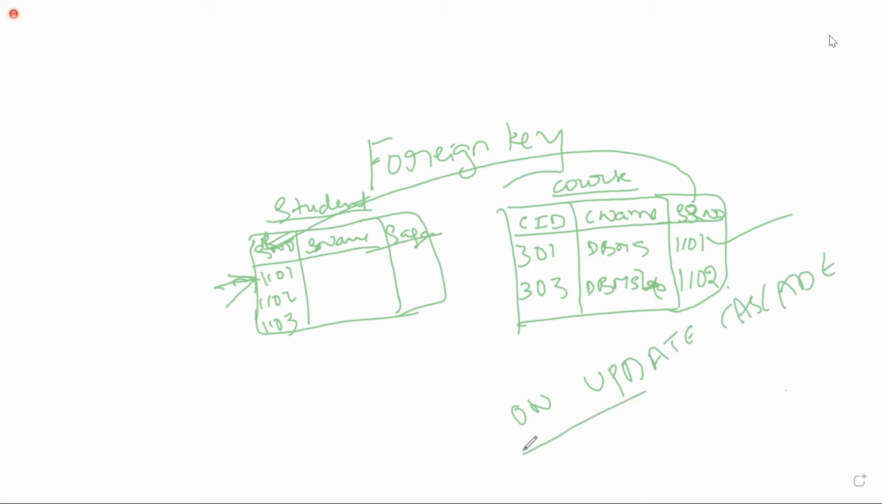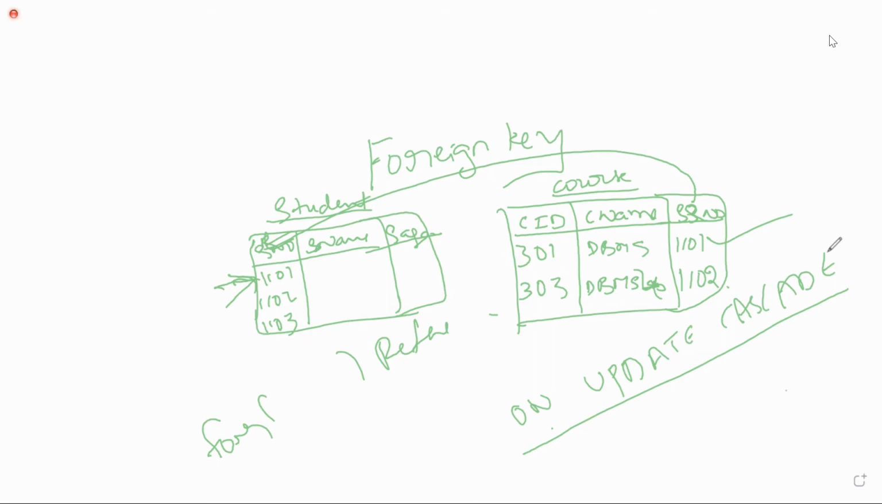This you have to put in the child table at the end of the syntax of the foreign key. You will write like this: foreign key of attribute, references, main table of attribute. After that you just specify on update cascade. That's it. So all the updates will get affected.